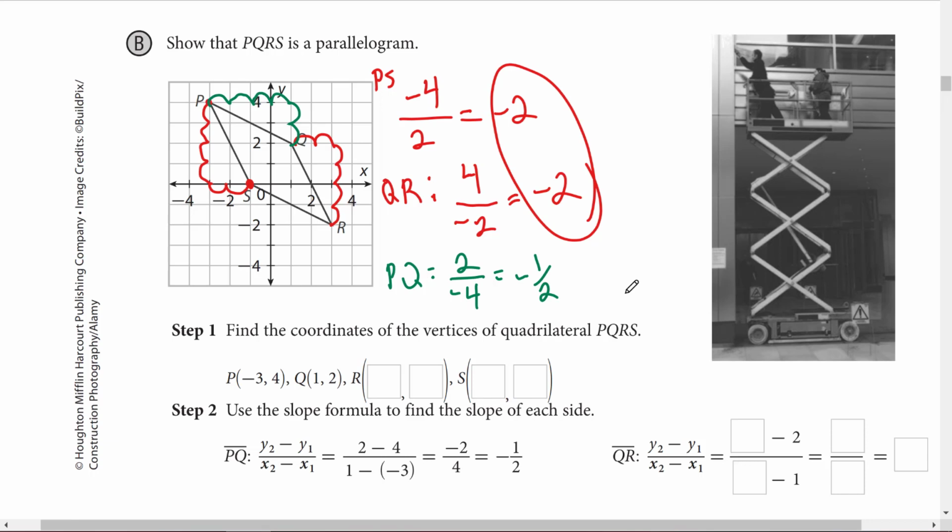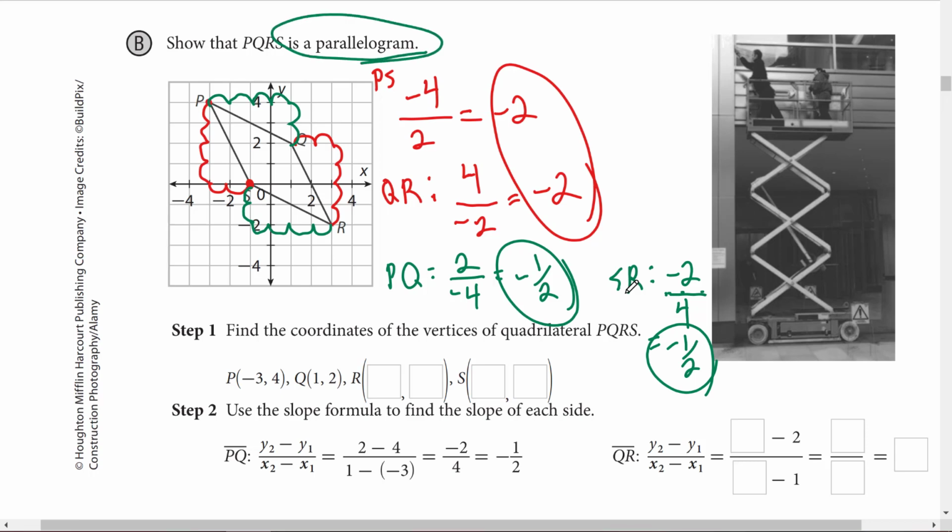What about SR? SR, I'm going down 2. I always do the rise first. So I went down 2, and now my run, left to right, 1, 2, 3, 4. 4 to the right is 4 in the positive direction. -2 divided by 4 equals -1/2. Those two lines have the same slope, so we have proven that it's a parallelogram because it has two sets of parallel sides.